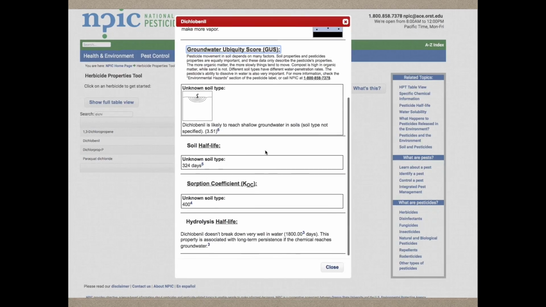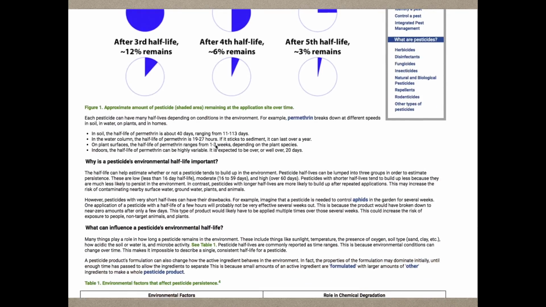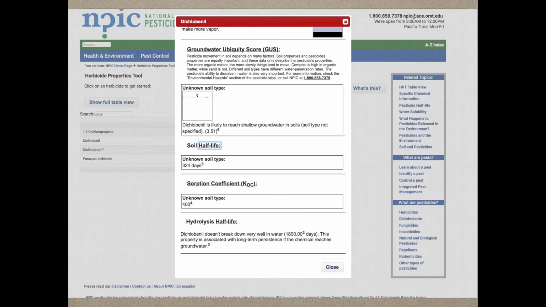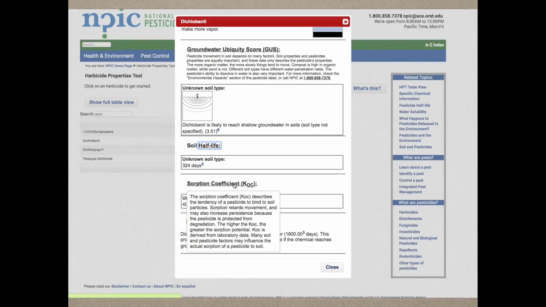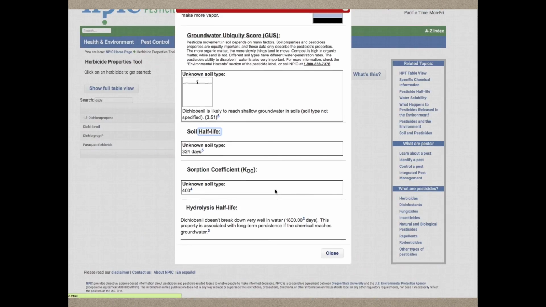Okay, and then we have, let's see here, soil half-life. See what it has to say here. Okay, this is another one of our fact sheets. Perfect. Absorption coefficient has a pop-out with an explanation so that you can find out more about that term, what it means. Okay, you see those numbers there.